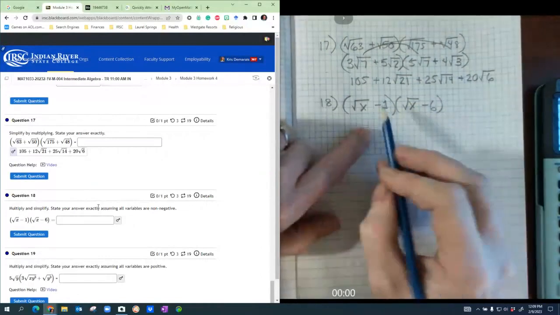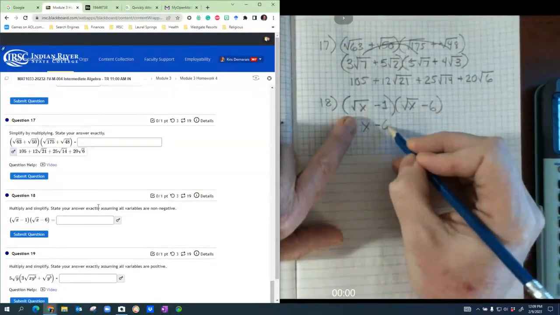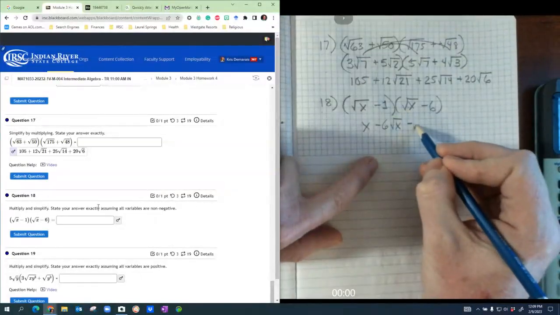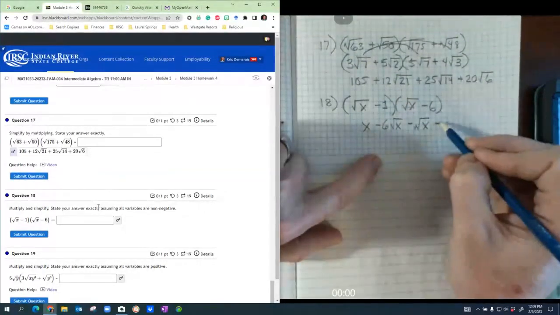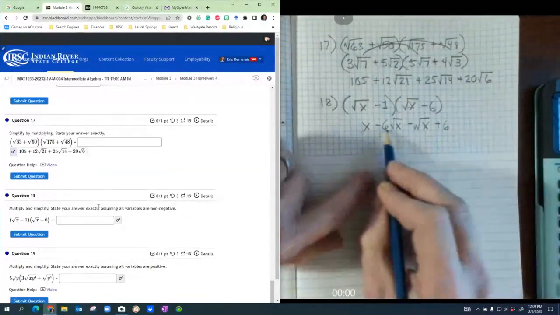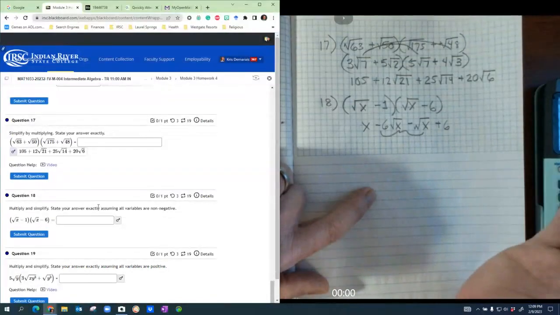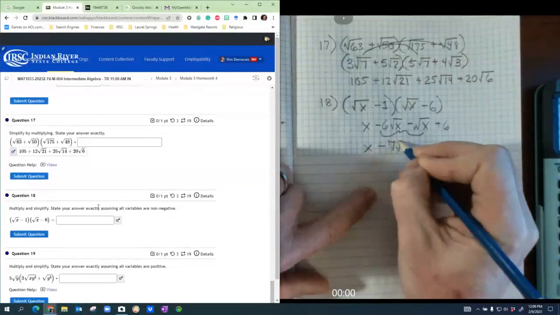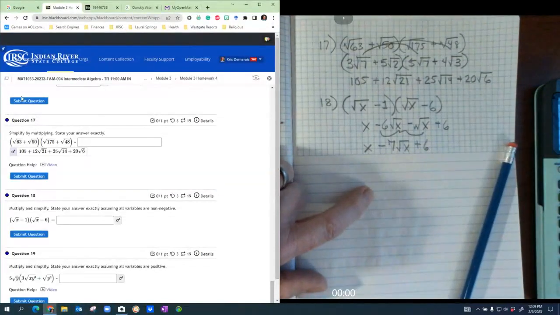That's all. Now, this times this is going to give us x. This times this is going to give us negative 6x squared. This is going to give us negative radical x. This is going to give us positive 6. Now, we're going to go ahead and bring these two together, and that's the only two we can bring together. These are the only two that are like each other. So we're going to get negative 7 radical x plus 6. And that is the answer we're looking for.